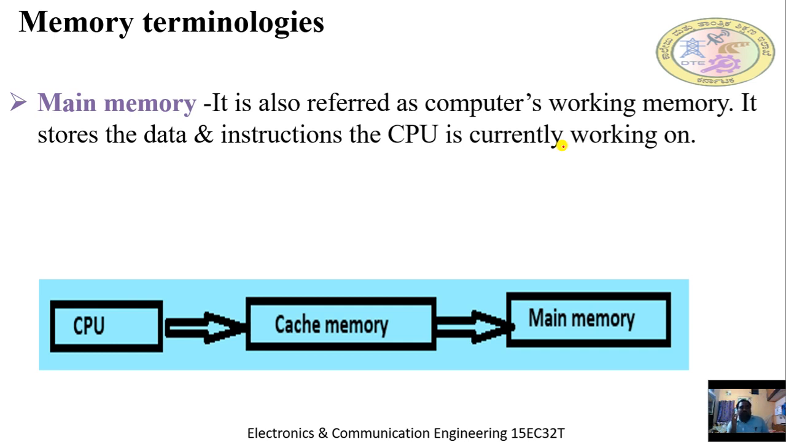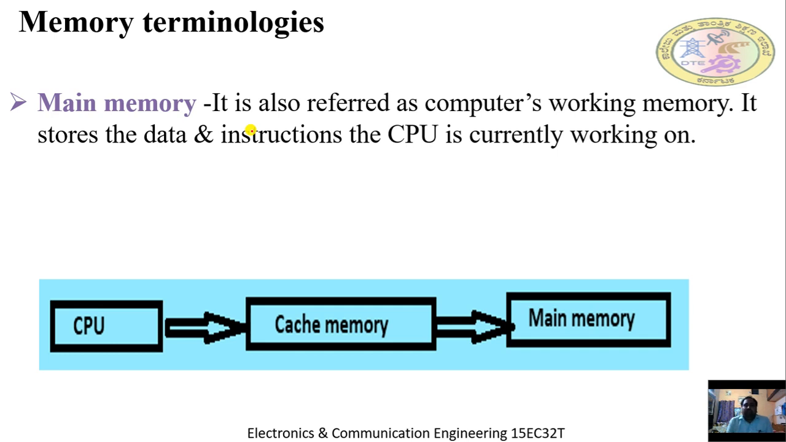We expect the main memory to match with its speed, so usually main memories are implemented using RAM. Let's take an example. Let's say you want to use a product of MS Office, and you want to edit a document.